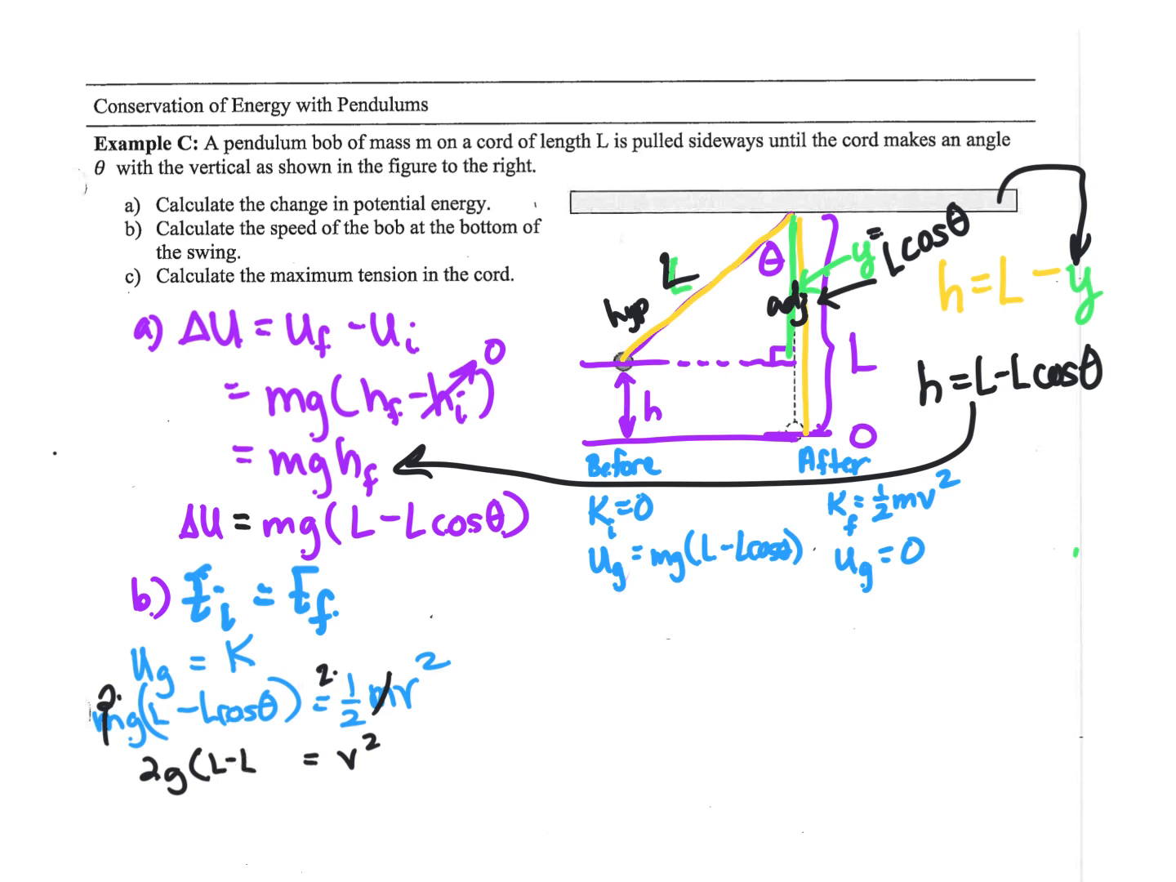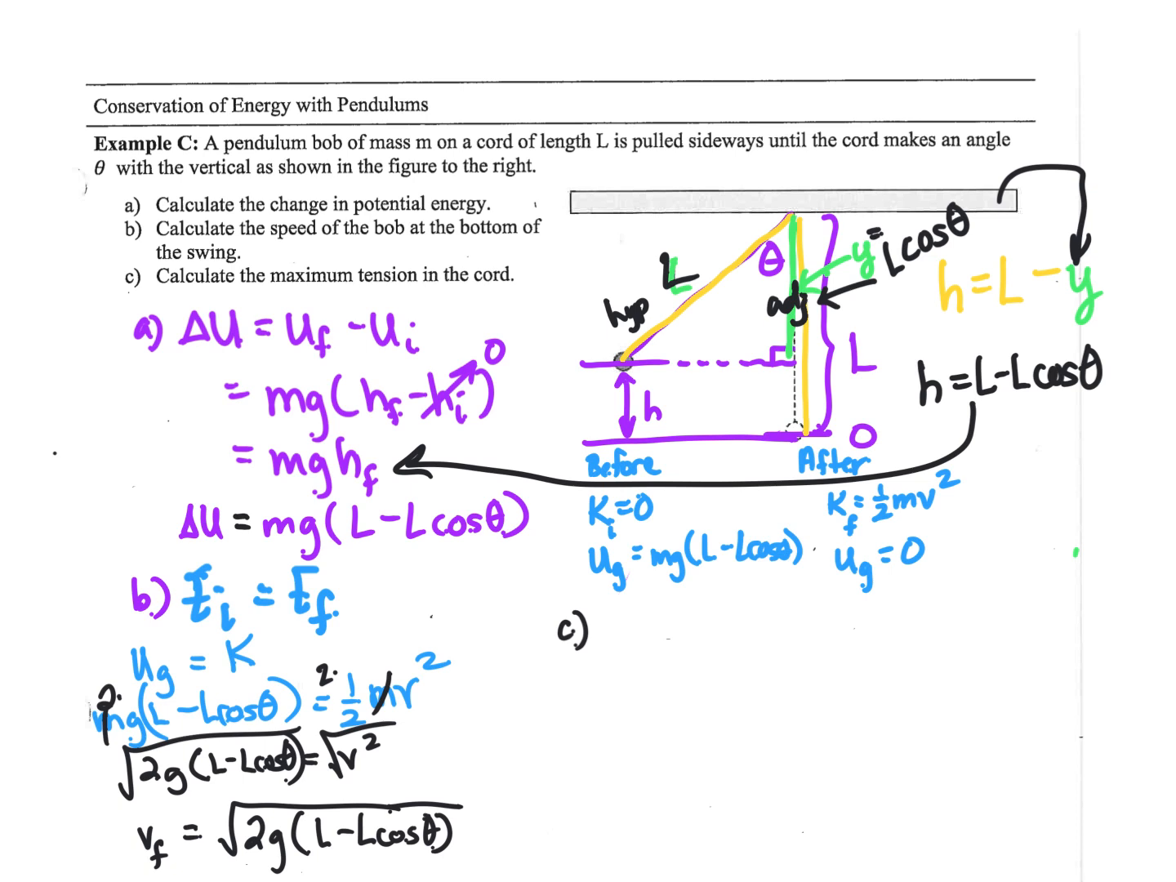And then we're going to take the square root. So my final velocity of the bob as it hits the bottom point is going to be the square root of twice gravity times L minus L cosine theta. Okay? And then finally, in C, it says calculate the maximum tension in the cord. Where is the maximum tension in the cord going to be? It's going to be at the bottom, isn't it?